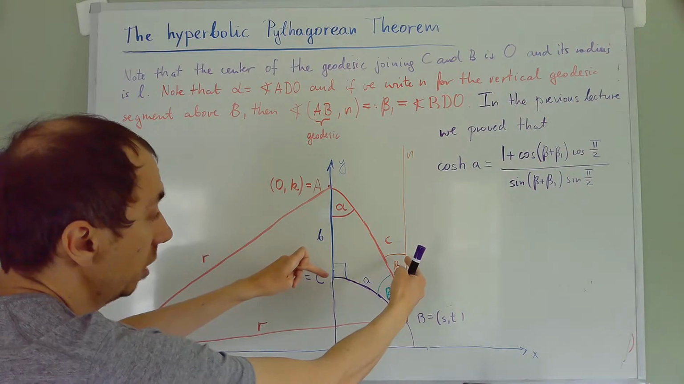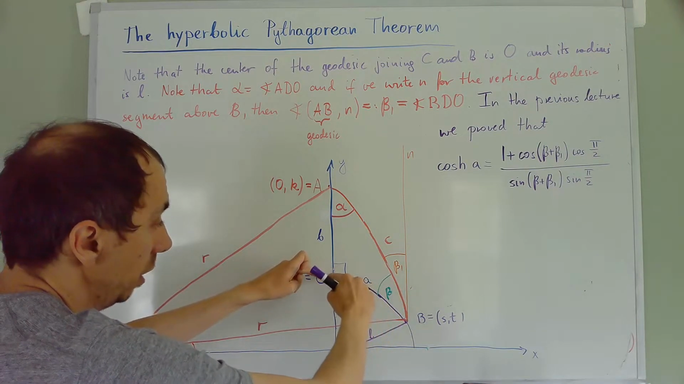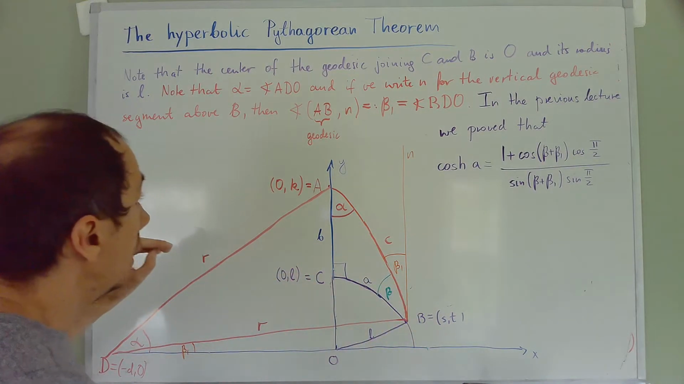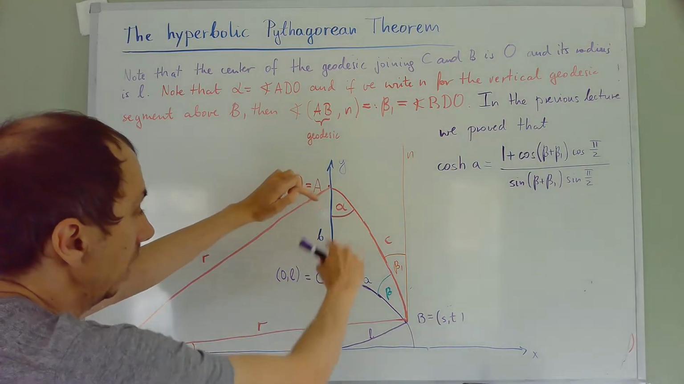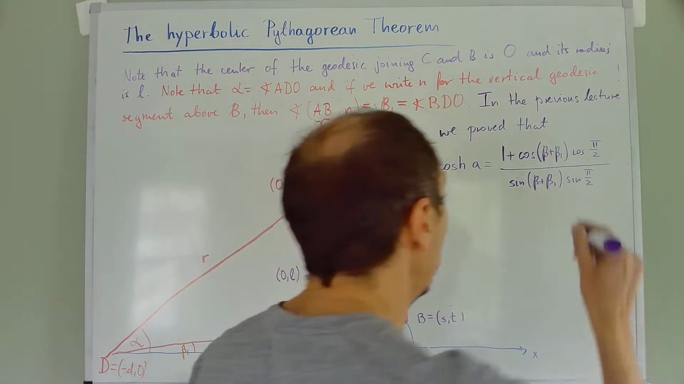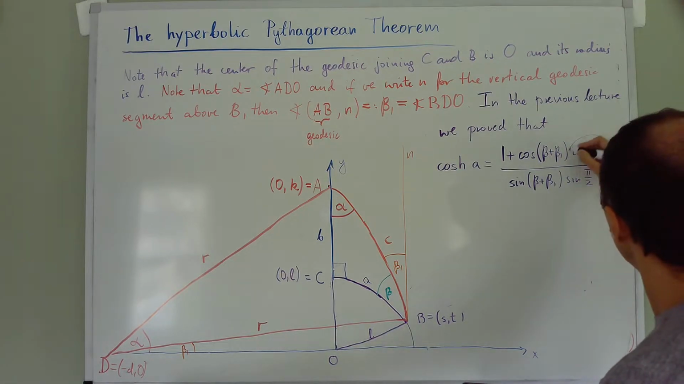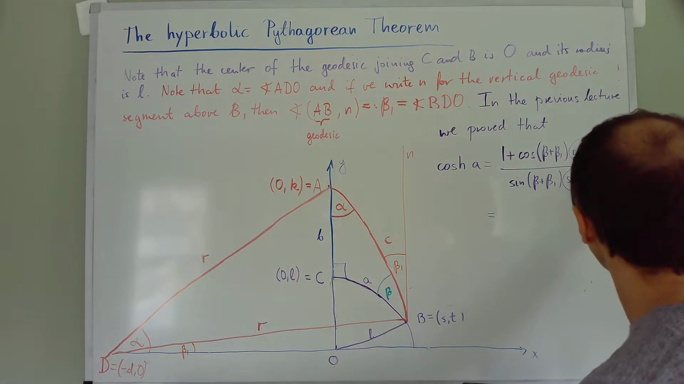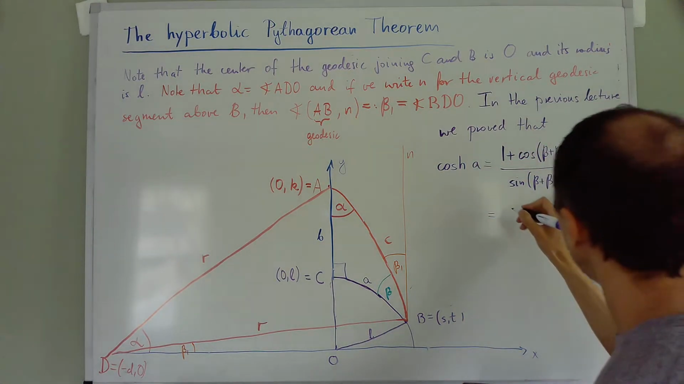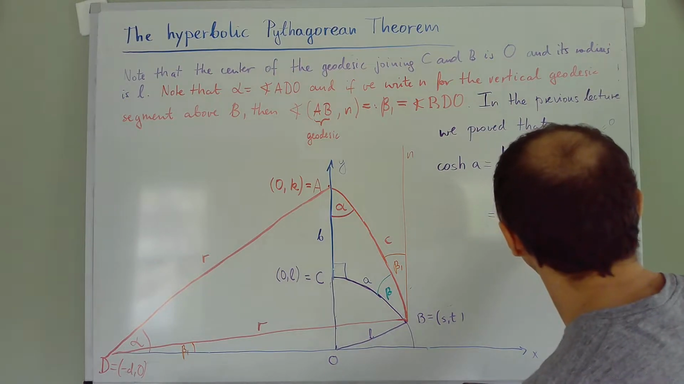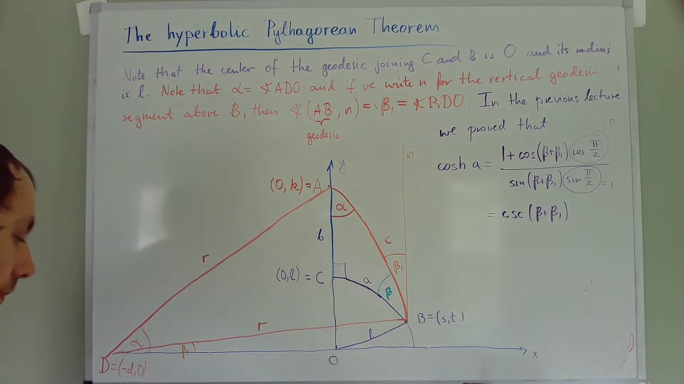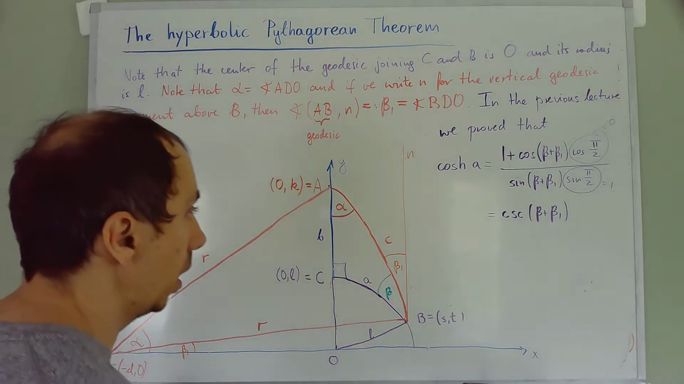The interesting angles here were this angle, which is the angle between the geodesic and one of the vertical lines. For us, it's beta plus beta 1. And the other angle for us is a right angle. Cosine of pi halves is, of course, 0, and sine of pi halves is 1. So that just gives us 1 over sine of beta plus beta 1, that's cosecant of beta plus beta 1. And what is that on the picture?